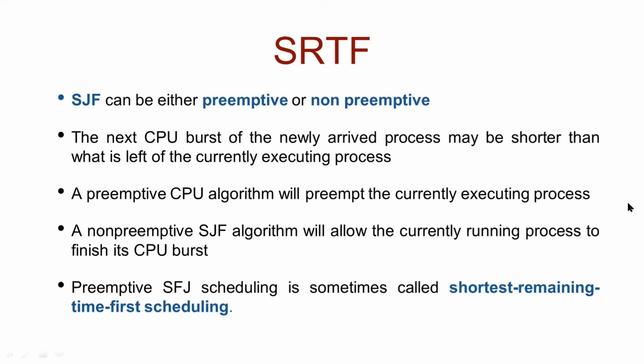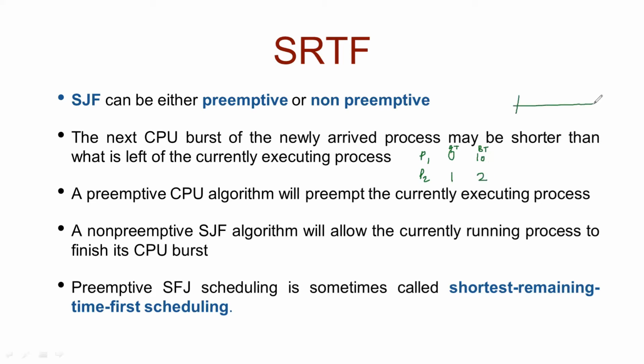The next CPU burst of the newly arrived process may be shorter than what is left of the currently executing process. For example, if there are two processes, P1 and P2 in the system, P1 arrives in the ready queue at 0 and P2 arrives in the ready queue at 1. These are the arrival times. And the burst time of P1 is say 10. It needs 10 units of CPU time, and the burst time of P2 is 2.